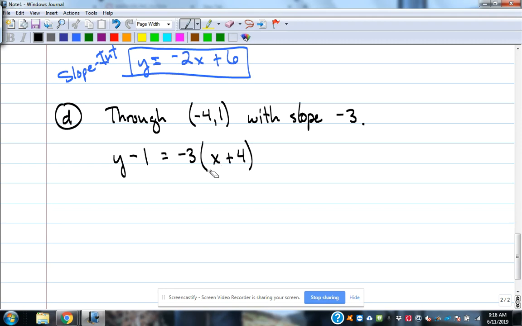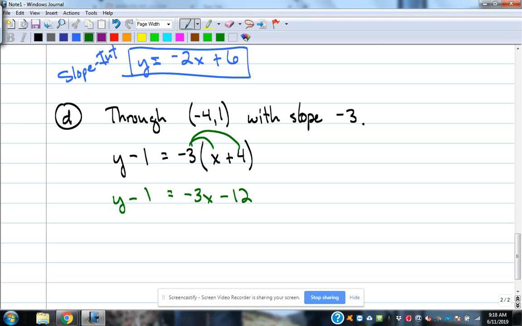So there's the point slope form for that equation. We want to write that in slope intercept form as well. So we're going to do the work to get y by itself. So we're just going to solve this equation for y by distributing the -3. It'd be -3x minus 12. -3 times +4 is -12. And then we've got y minus 1 over here.